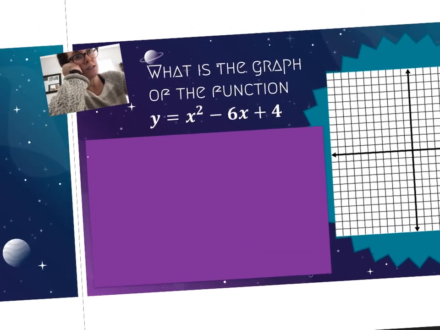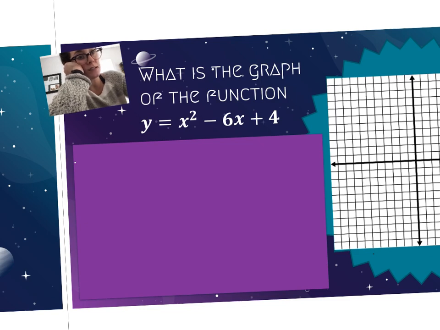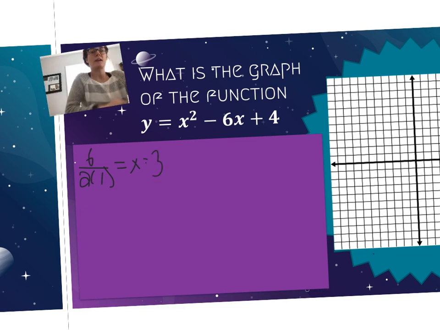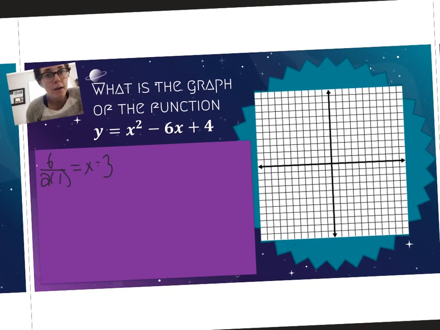So here we go. What is the graph of the function? The first thing I'm going to do is use the axis of symmetry formula, the opposite of b, and b is -6, so the opposite of -6 is 6, divided by 2 times 1. So x is 6 divided by 2, which is 3. Okay.